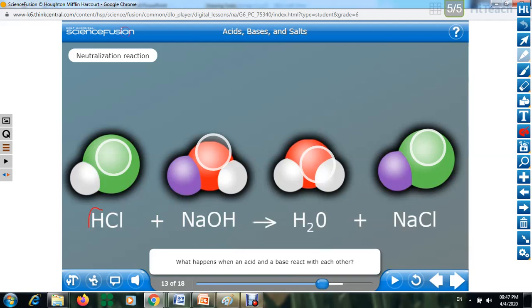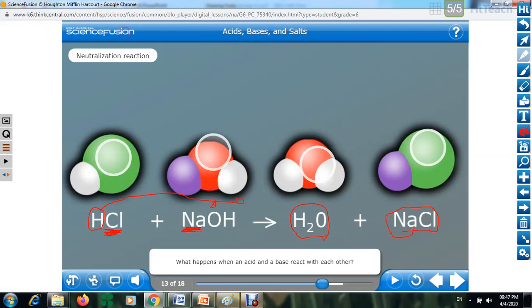This hydrogen from hydrochloric acid will combine with the hydroxide from the sodium hydroxide to form what? A water molecule. And the chlorine from hydrochloric acid will combine with the sodium from sodium hydroxide to form a salt, which is NaCl. So this is a neutralization reaction.